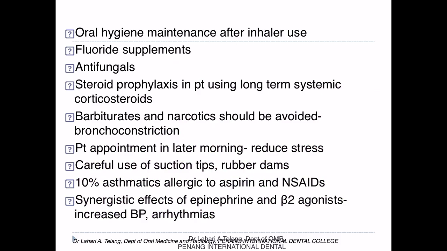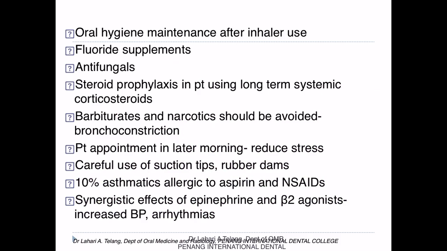Antifungals can be used because there is invariably candidal overgrowth that can happen in patients who are constantly put on oral steroids. Steroid prophylaxis in patients using long-term systemic steroids is important. Again, we'll look into that when we talk about patients on steroid treatment. Barbiturates and narcotics should be avoided because they act as bronchoconstrictors and can further increase the chance of the patient going into asthma. Patient appointments, preferably in the late mornings, to reduce stress.